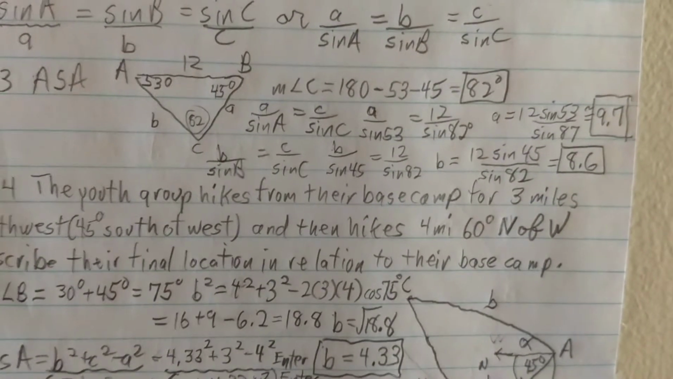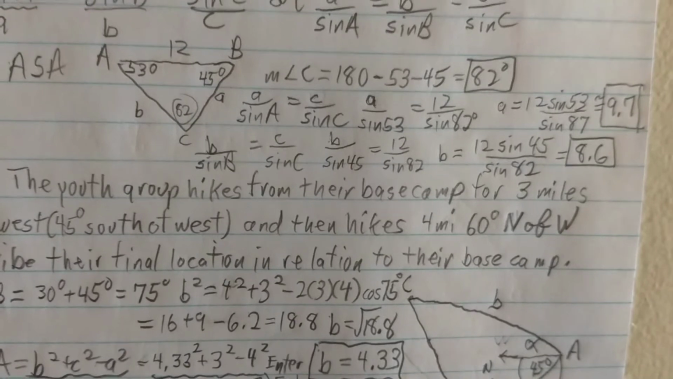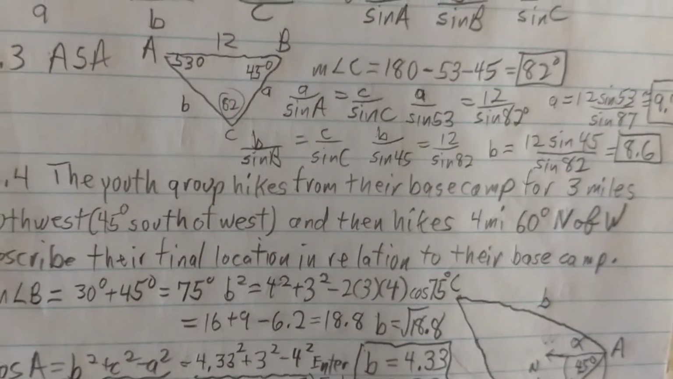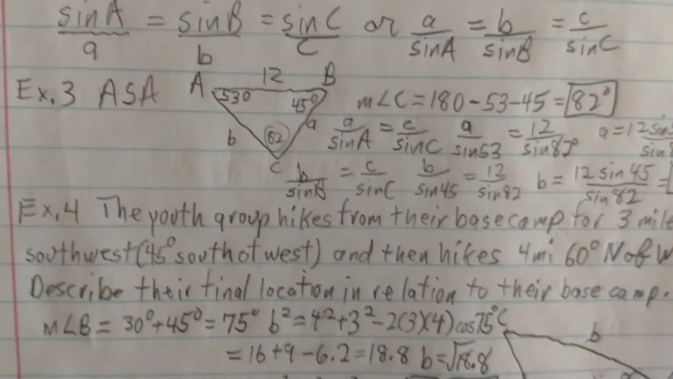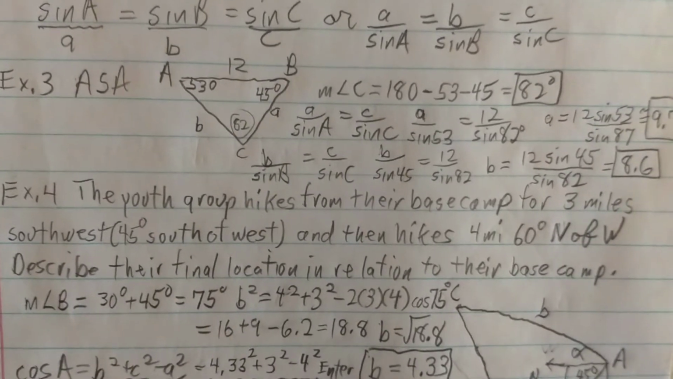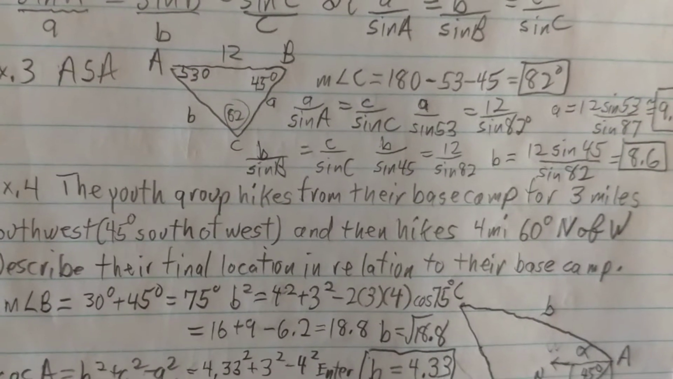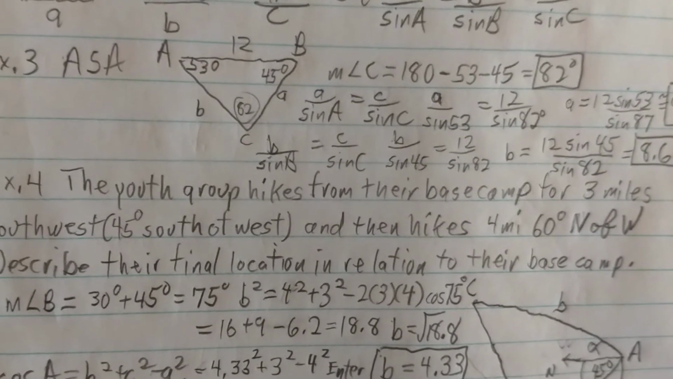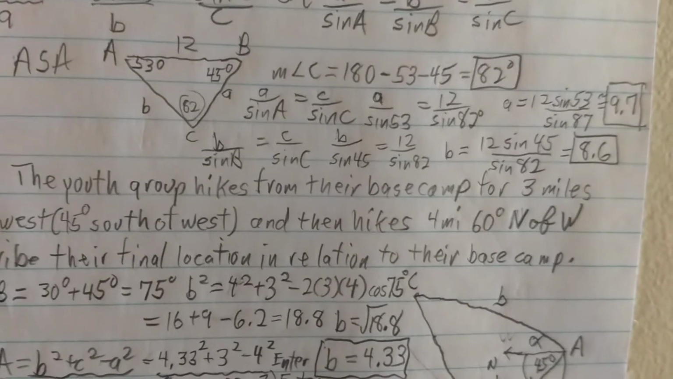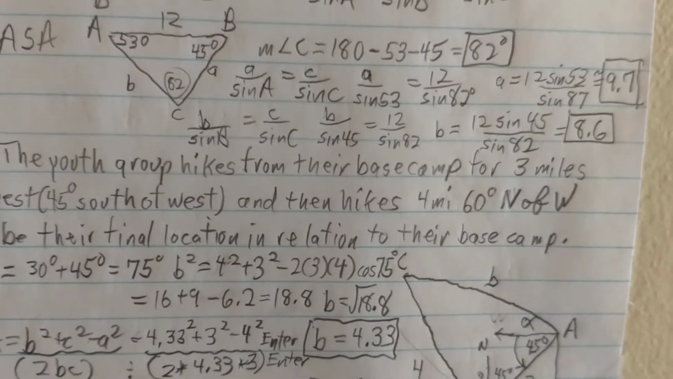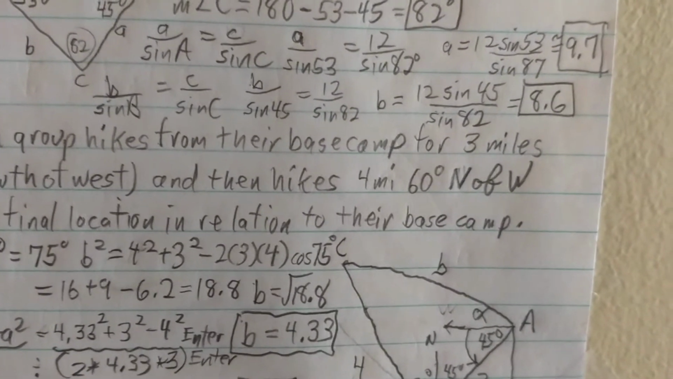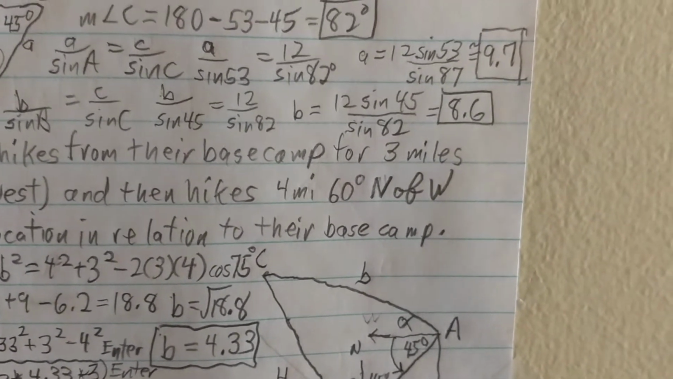Now we can quickly get the third angle, C, as 180 minus the two given angles, 53 and 45, which is 82. And we can set up the law of sines for sides: A over sine A equals C over sine C, or A, what we're trying to find first, over opposite angle sine 53 is equal to 12 over opposite angle sine 82. And when we multiply both sides by sine 53, we get A is 12 sine 53 over sine 82, or approximately 9.7.